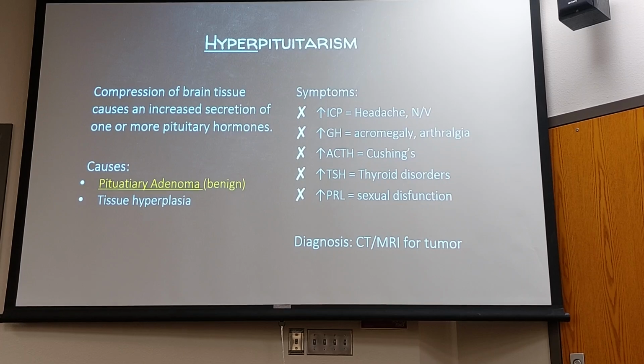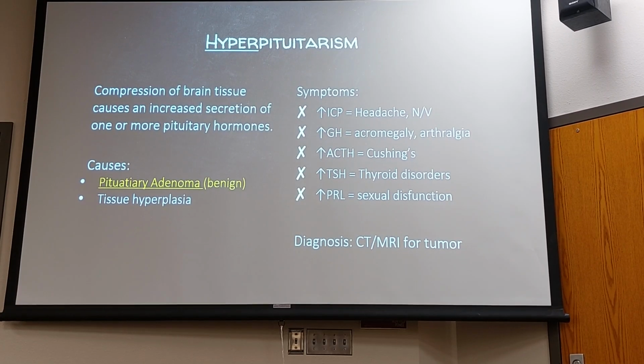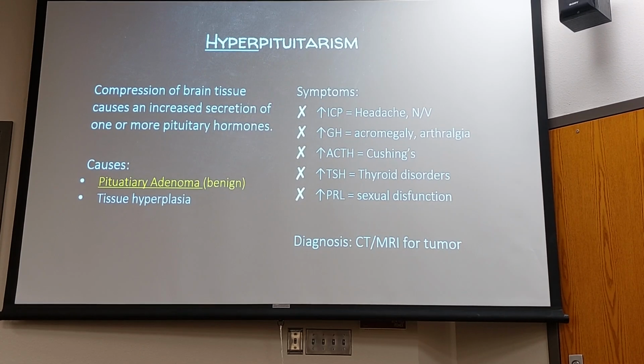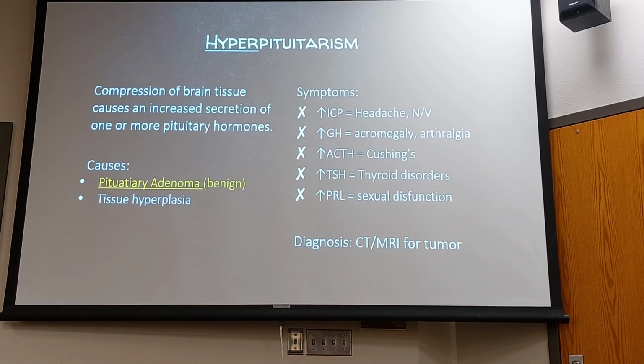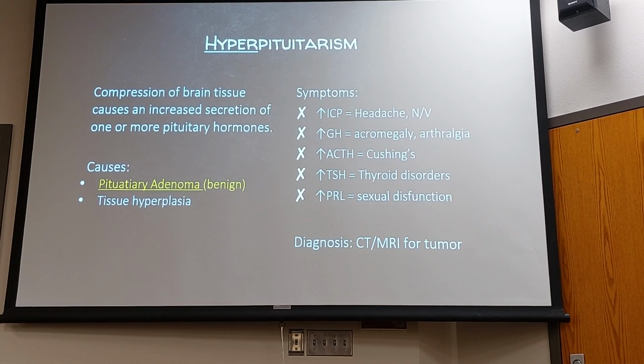And then the increased prolactin. Again, depending on where the pituitary is affected matters on which hormone might have problems. So CT, MRI for a tumor, because that's the primary cause for this. I know they both kind of have the same. But we're going to get into a little bit more specifics when we talk about anterior and posterior.